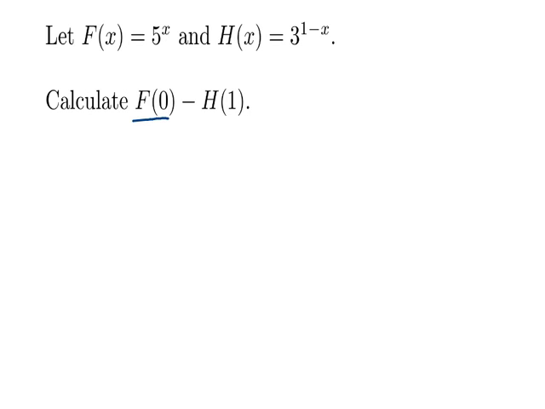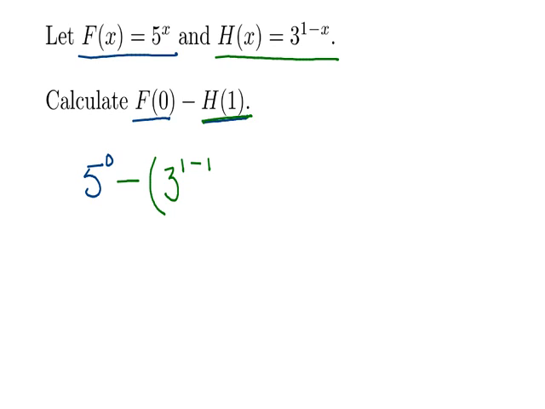Okay, and now we're just going to throw in a slight twist. So we're going to do two functions at once. So we want f of 0 minus h of 1. So let's look at f of 0 first. That'll be 5 to the 0 power. And then h of 1, so that's minus, and I'll use parentheses to help myself out here, 3 to the 1 minus 1 power, because I put in a 1 for the x there. Okay, well, 5 to the 0 power, anything to the 0 power, is 1. And then this is 3 to the 0 power, so that's another 1. So 1 minus 1 in the end here is 0.